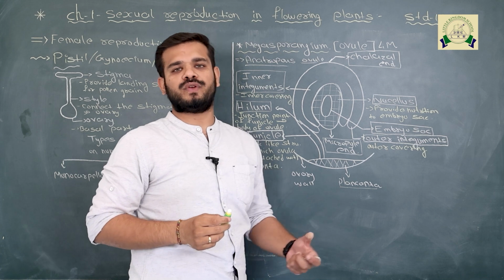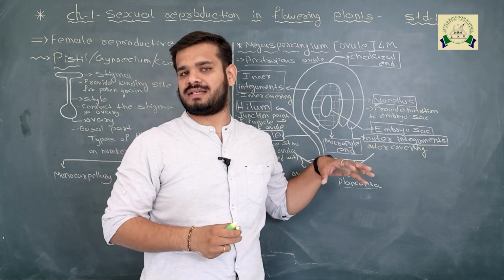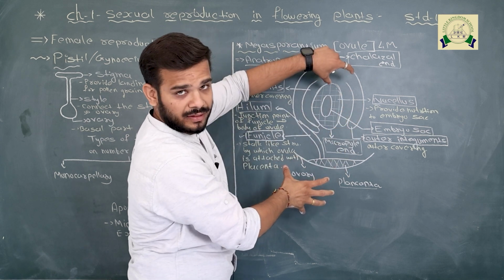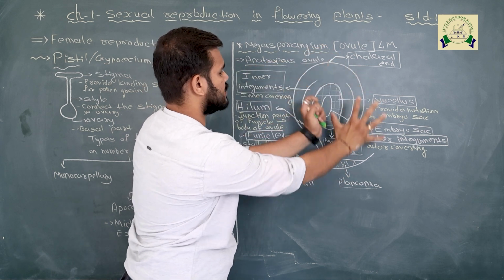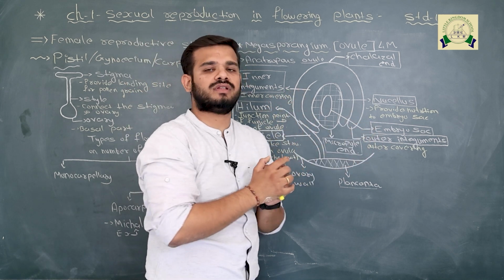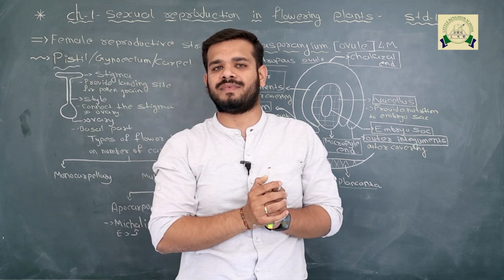Now don't be confused by looking at this diagram in your NCERT. That diagram is drawn in an upright position, and I drew it in a straight position. So nothing is wrong in this diagram. Clear? So this is all about the Megasporangium. Thank you.